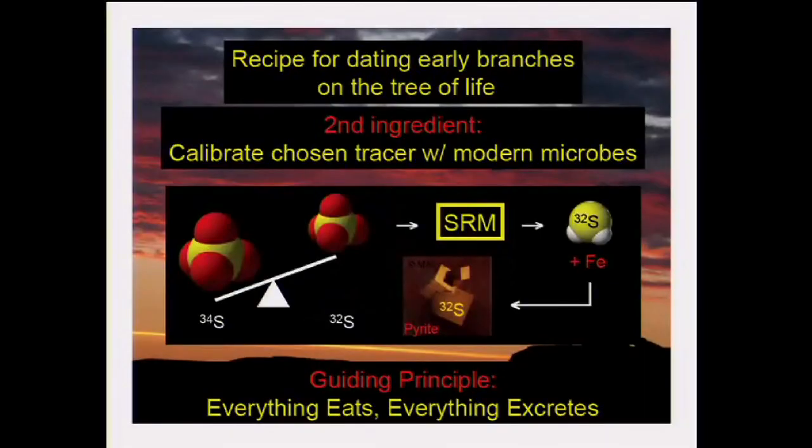So the second ingredient that you need is you need to calibrate the biological signatures, the biosignatures, that these microbes produce in the lab. And what we do is we grow the bugs in the lab and collect the hydrogen sulfide that they produce. This hydrogen sulfide in nature typically is very reactive towards iron and is preserved in rocks as fool's gold, or pyrite.